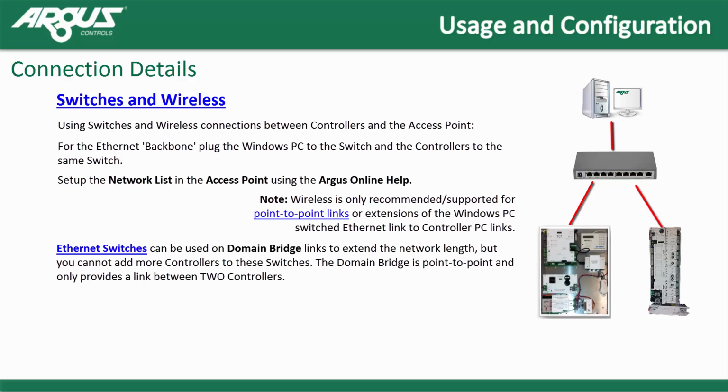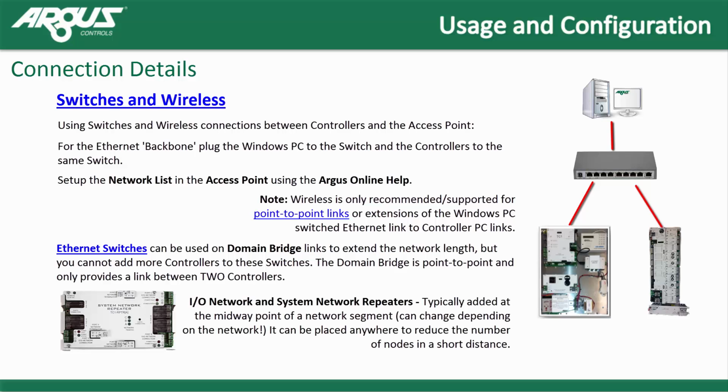Ethernet switches can be used on domain bridge links to extend the network length, but you can't add more controllers to these switches. The domain bridge is point-to-point and only provides a link between 2 controllers. I/O network and system network repeaters are typically added at the midway point of a network segment, but can change depending on the network. It can be placed anywhere to reduce the number of nodes in a short distance.